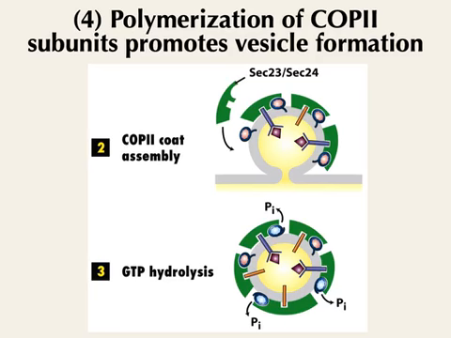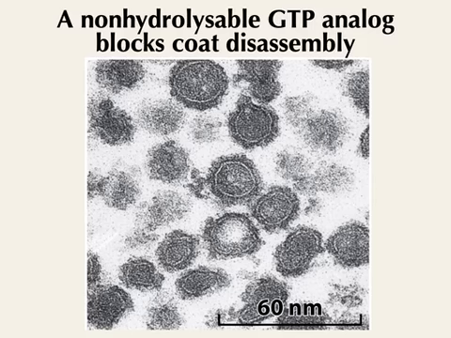So what happens next? What happens next begins to be illustrated here, which is if you treat cells with this non-hydrolyzable GTP analog. So what is that? That's a GTP that can be loaded onto SAR1, but SAR1 won't be able to hydrolyze it. So it will be stuck in a GTP-bound active form. What does that mean? It means its little tail is going to stick out and it's going to remain at the membrane and continue to hold on to the coat.